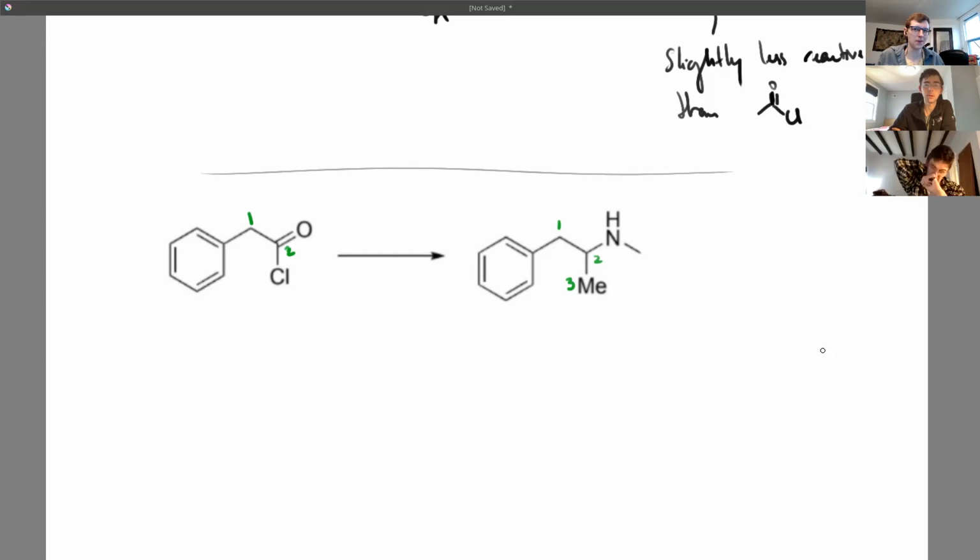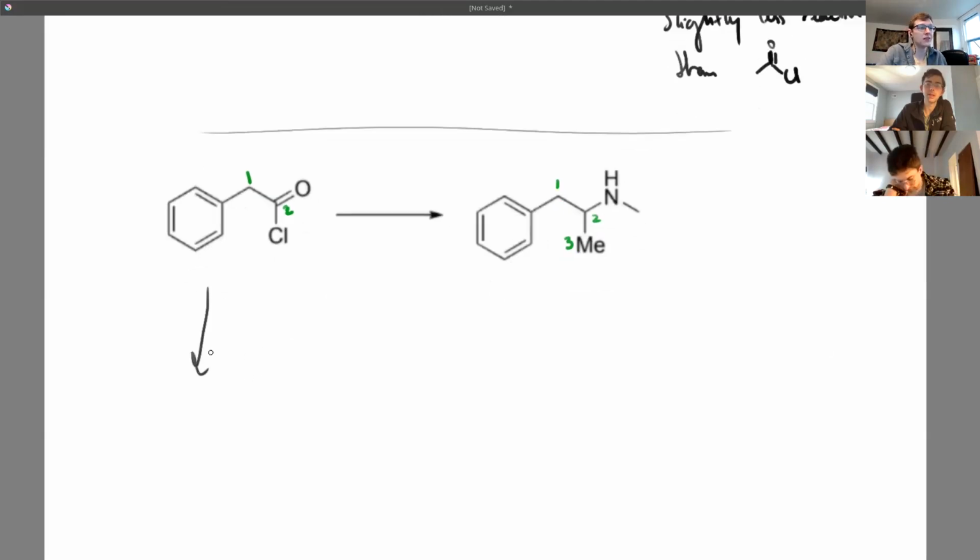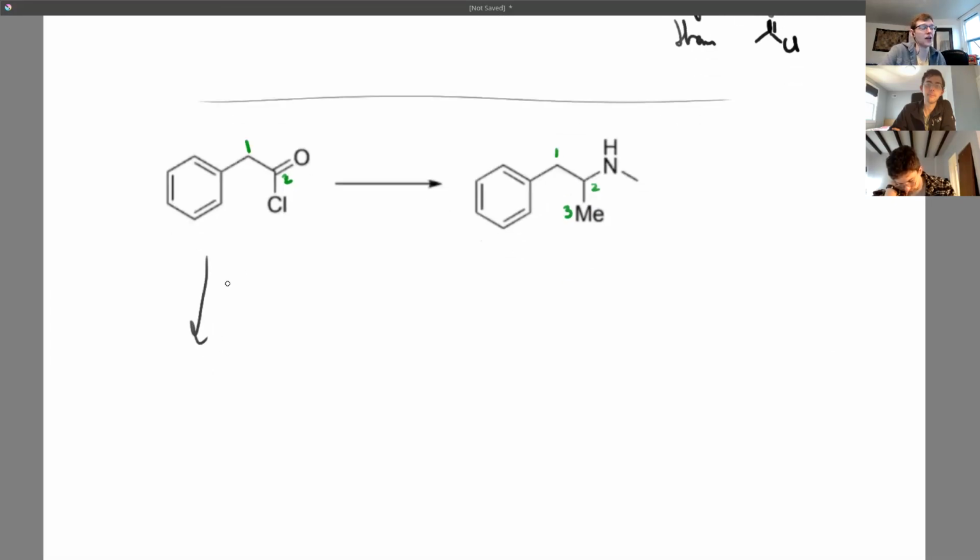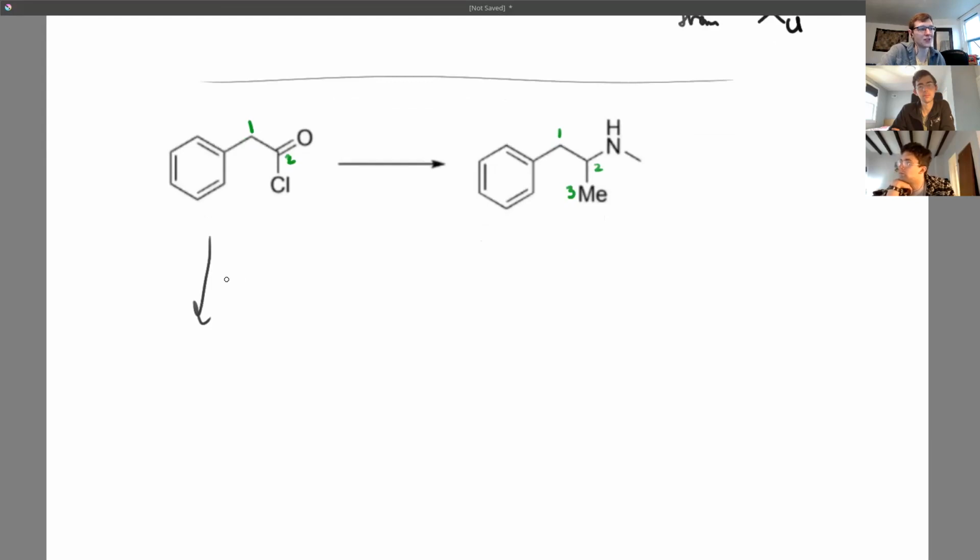Because I'm just confused about how we want to get this. Could we just straight up react the acid chloride with the amine? Oh, never mind. Sorry, because then you're going to be left. Ooh, there's an interesting way to do it with this, I think. I don't know if it would work actually, but it's interesting to think about.